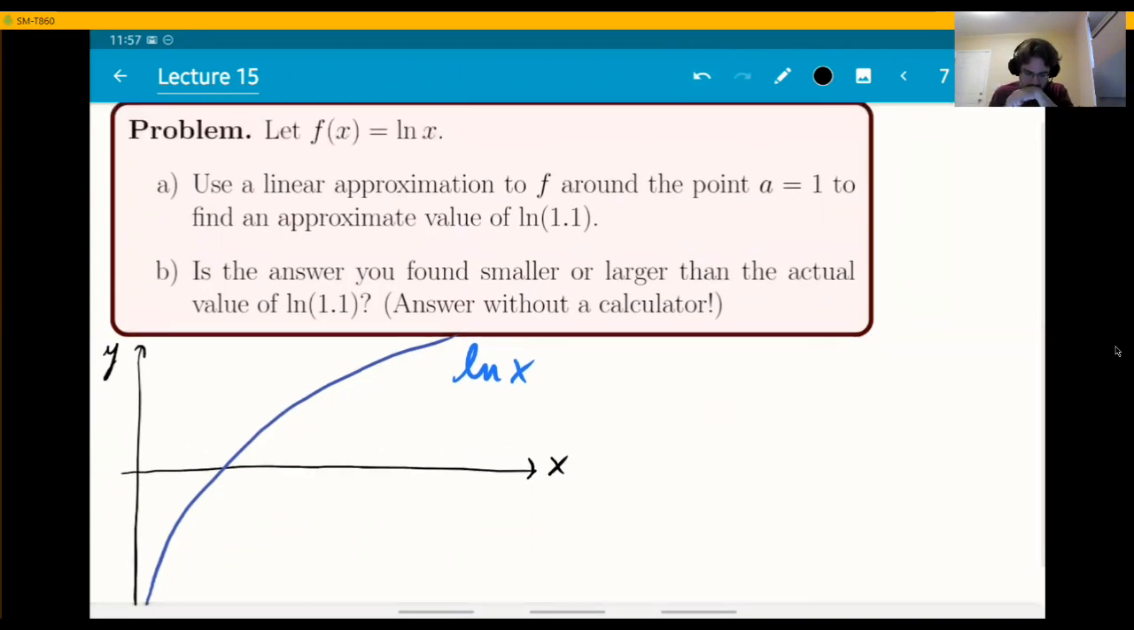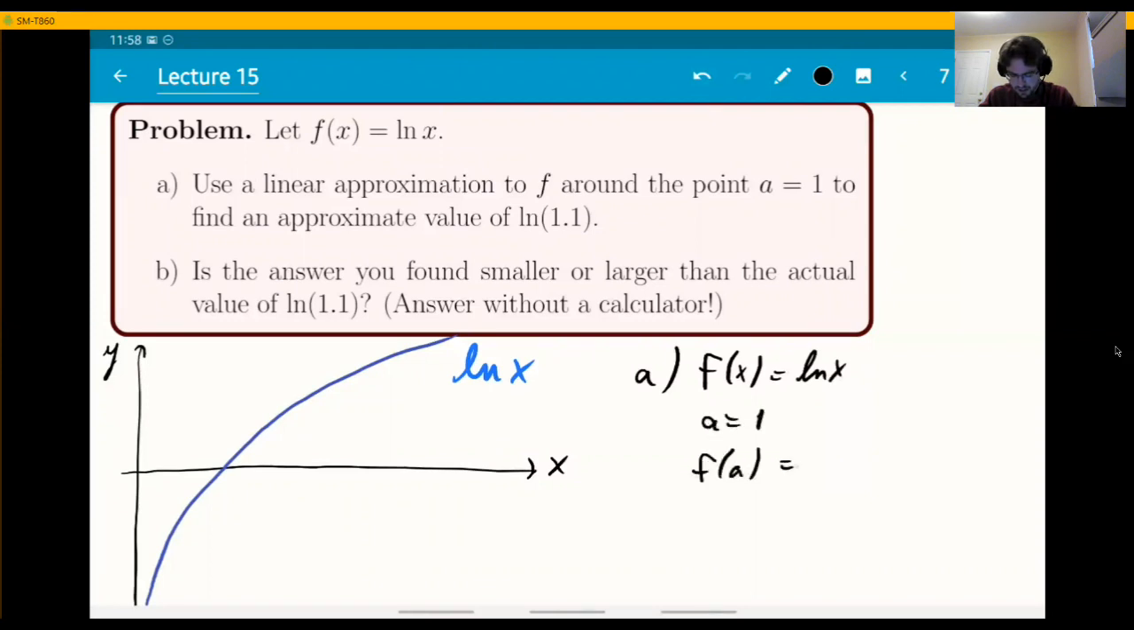So let's look at item A. Use a linear approximation around the point A equals 1 to find an approximate value of ln of 1.1. So this is just like the previous problems from today. We can do that. The function is ln x. A is equal to 1. So f of A is ln of 1, which is 0. And what is f prime of a general point x? The derivative of ln is 1 over x, which means that we can find f prime of A as 1 over 1, which is 1.